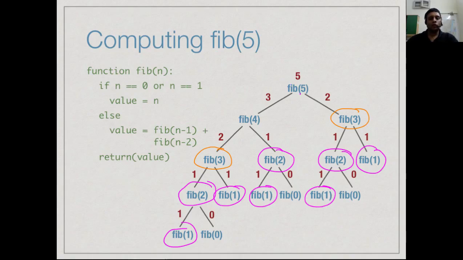See, ideally, in order to compute Fibonacci of 5, I know I need 4, 3, 2, 1 and 0. Right? So I need only 6 values totally to be computed, and I'm making a lot more than 6 computations in this.